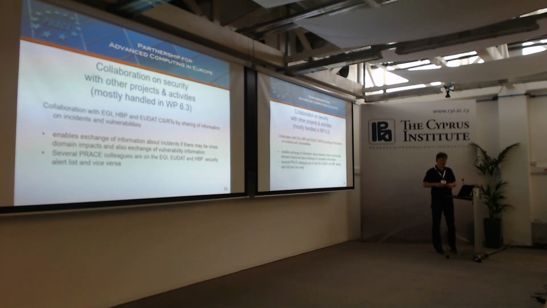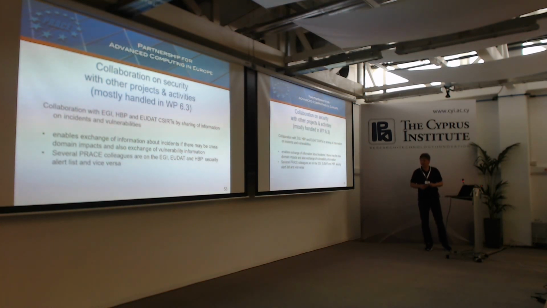So collaboration on security with other projects and activities is mostly handled in work package 6.3, which is led by Stefan, who is in the other track of this meeting. We have collaborations with EGI, new brain projects, the EU to CaSToRC by sharing information on incidents and vulnerabilities, which enables exchange of information about incidents if there may be cross-domain impacts, and also exchange of vulnerability information. Several PRACE colleagues are from EGI, EU and HPP security alert list and vice versa, so we really interact there a lot and exchange all the information which is needed.